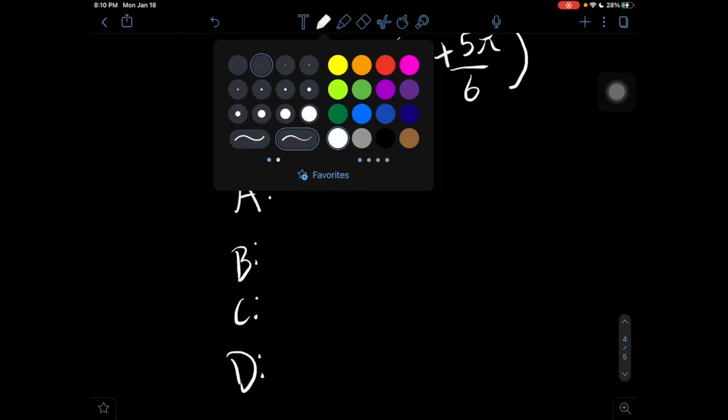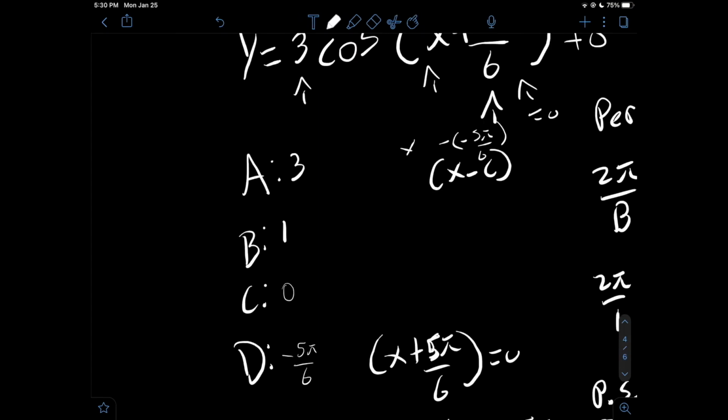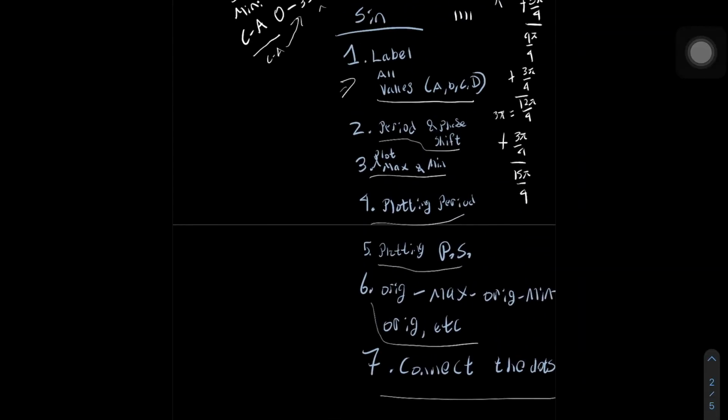So our a value is going to be 3, which is the coefficient of our cosine. B value is going to be the coefficient of x. In this scenario, we can just assume it's 1 because there's nothing in front of the x. Based on the equation, we have no c value, and the d value is negative 5 pi over 6, since the base is x minus d, and we have a positive, so it becomes a negative.